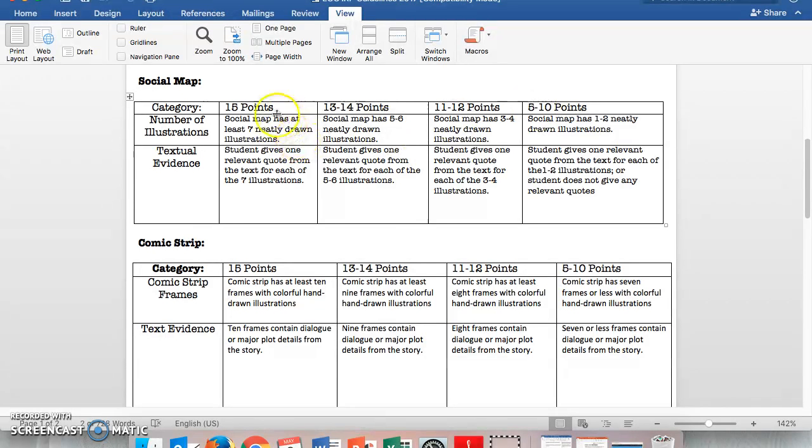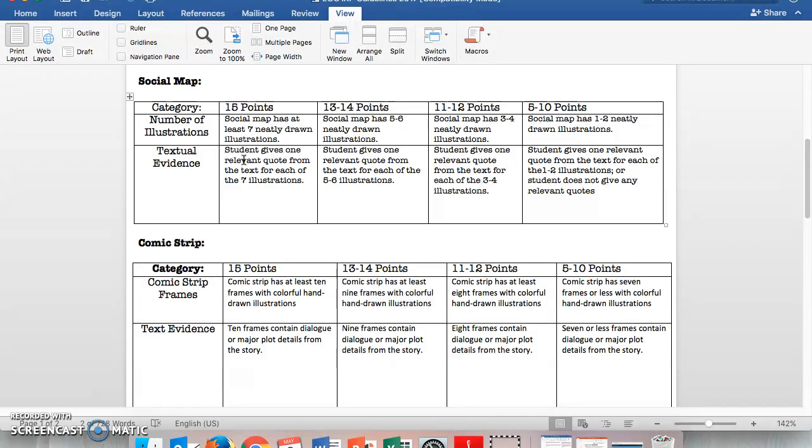Okay, so you've got two major things you're being scored on for the social map. The first one being your number of illustrations. Notice that in order for you to get the full 15 points, you have to have 7 neatly drawn illustrations. So again, it's not just a matter of having 7 illustrations, but they have to be neatly hand-drawn illustrations. Okay? For text evidence, you give one relevant quote from the text for each of the 7 illustrations.